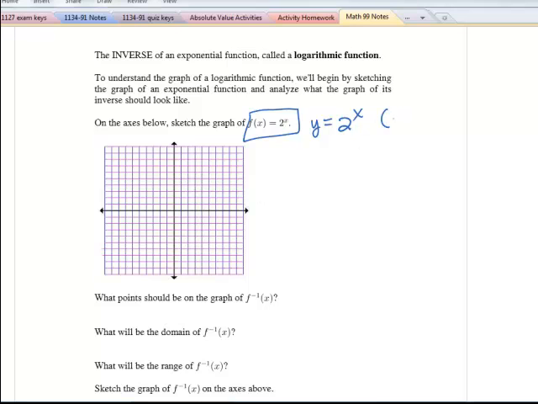And remember, for this graph, these are the ones we've just been doing. We'd have 1, 2, 0, 1, and negative 1, a half for our key points. So the graph of y equals 2 to the x should have this shape.